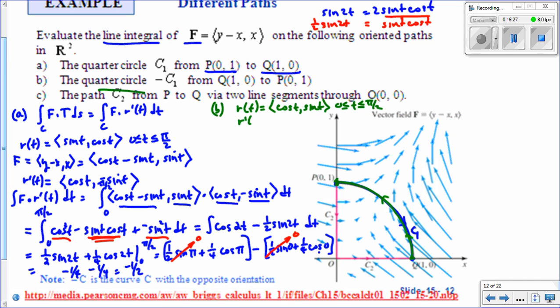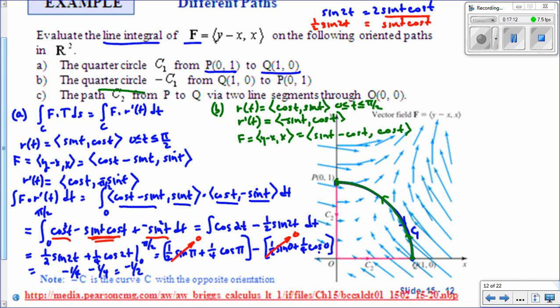So let's go ahead and find our r prime since we're doing this now, and that'll be minus sine t, cosine t. We have to rewrite the vector field though for this new parameterization. So even though you did it over here, in the first part, you've got to redo it for each parameterization because your x's and y's have changed. So this is y minus x, comma x, which will now be sine t minus cosine t, comma, cosine t.